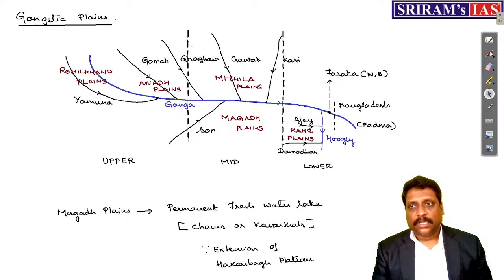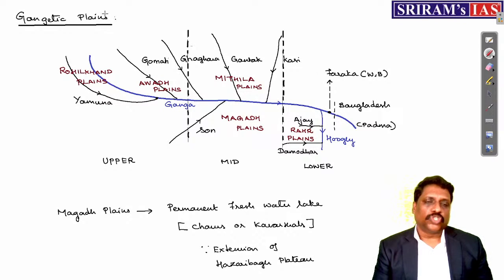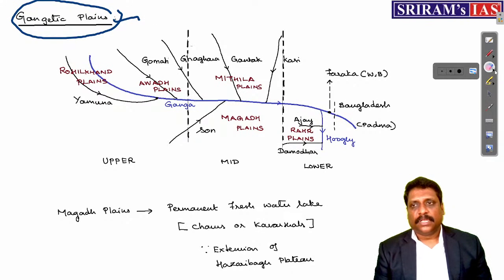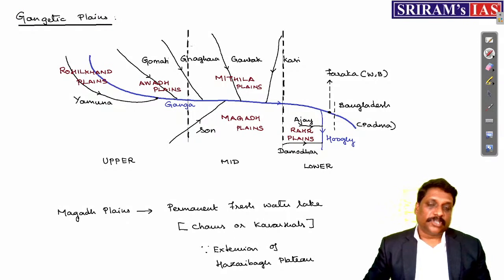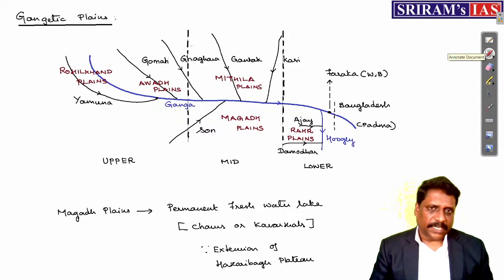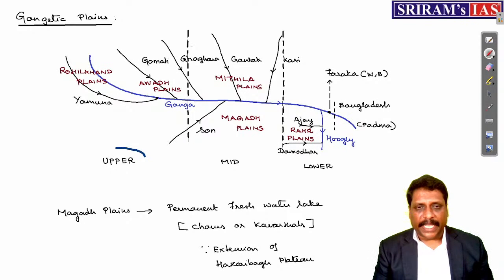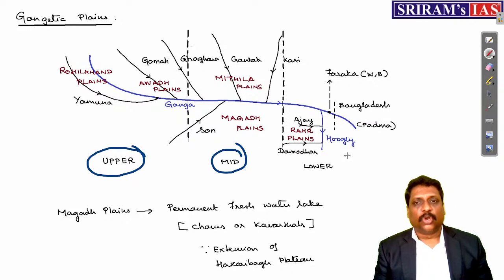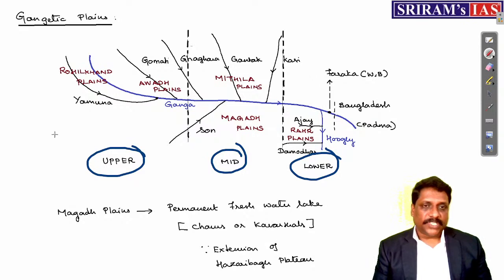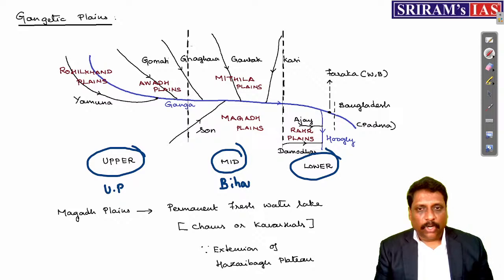Now coming to the largest plain in India and the most populated plain of the world, called the Gangetic Plain. See, the Gangetic Plain is formed by Ganga along with its tributaries and distributaries, right? The Gangetic Plain is so vast that we can divide it into Upper Gangetic Plain, Middle Gangetic Plain, and Lower Gangetic Plain. Upper Gangetic Plain almost overlaps with Uttar Pradesh. Mid Gangetic Plain overlaps with Bihar, and Lower Gangetic Plain overlaps with West Bengal.